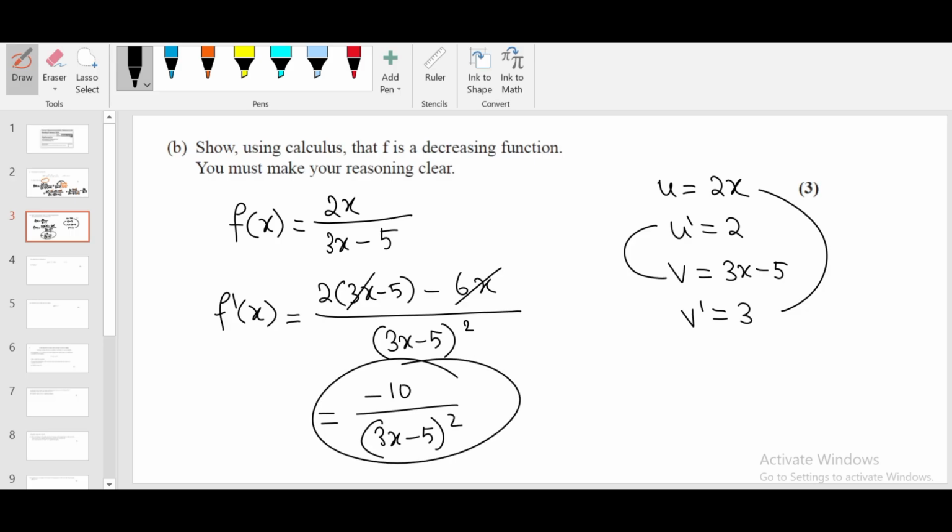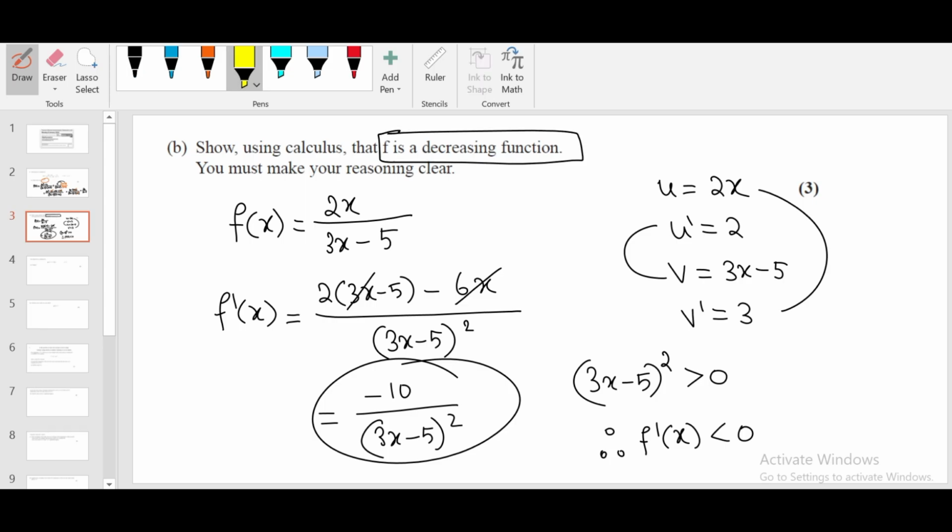Now look at this function. 3x minus 5 whole square is always greater than 0, right? It will always be positive. So the denominator is a positive number, numerator is a negative number. So you can say, therefore, f dash of x is a negative number, less than 0. And then the conclusion, therefore, f is a decreasing function. You need to write the conclusion. F of x is a decreasing function. That's all.